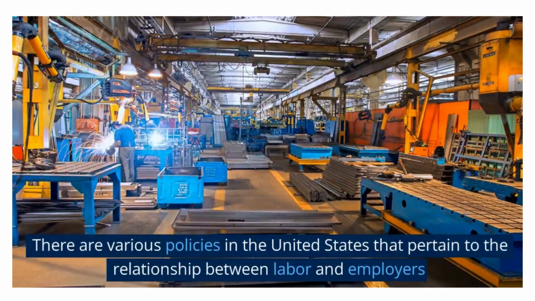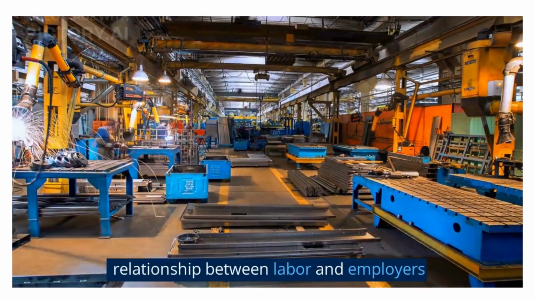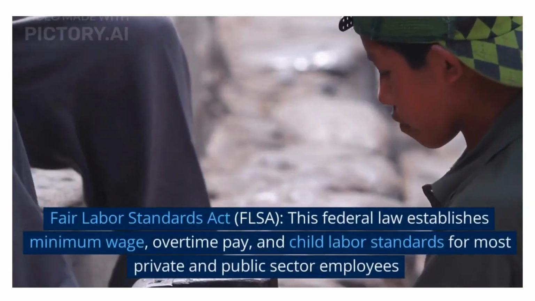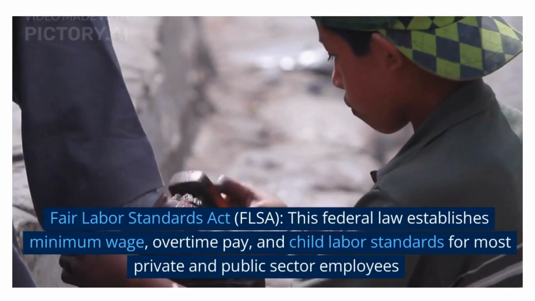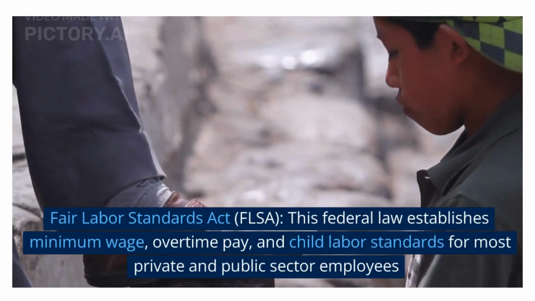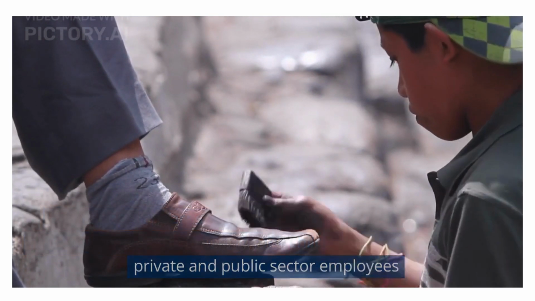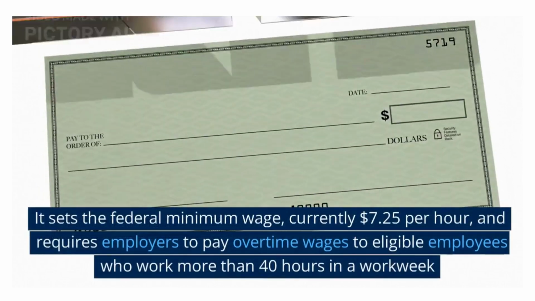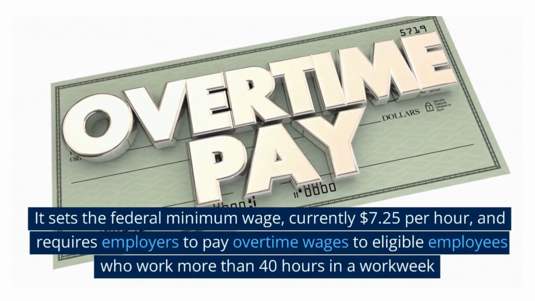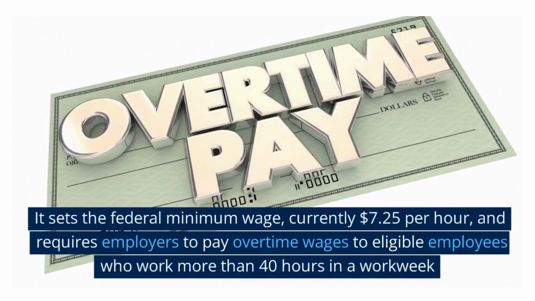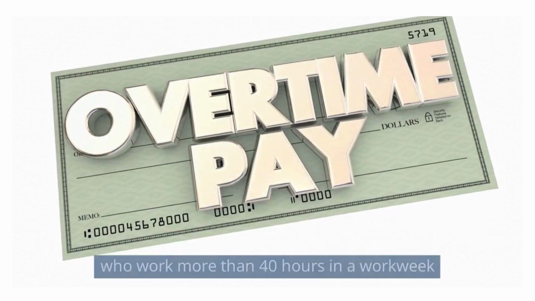There are various policies in the United States that pertain to the relationship between labor and employers. Fair Labor Standards Act, FLSA. This federal law establishes minimum wage, overtime pay, and child labor standards for most private and public sector employees. It sets the federal minimum wage, currently $7.25 per hour, and requires employers to pay overtime wages to eligible employees who work more than 40 hours in a work week.